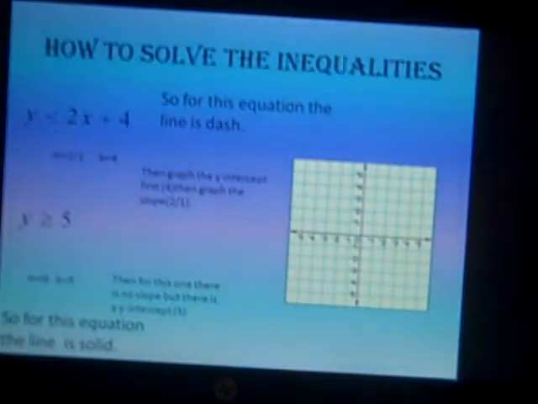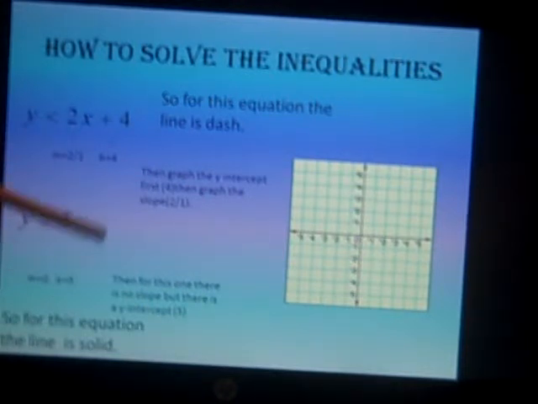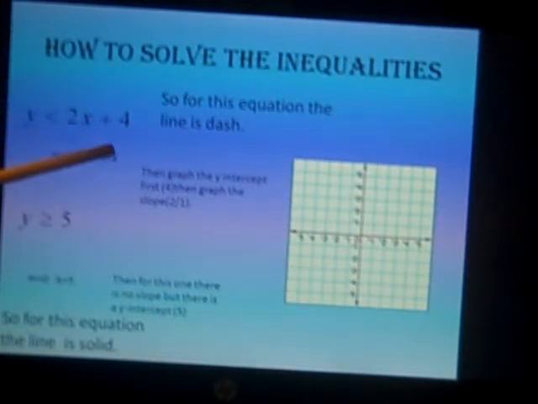How to solve the inequalities. For this equation, the line is dashed because of the symbol, and for this equation, the line is solid because of the symbol. The M, which is the slope, is 2 over 1. B, the y-intercept, is 4.